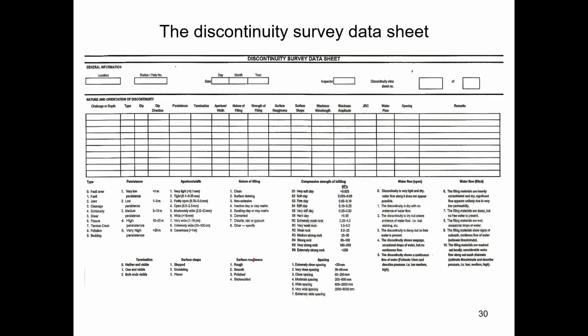Okay, this is an example of the discontinuity data sheet that we use in mapping. So we have, say, channel depth, a lot of things. Okay, a lot of data that you need to measure.